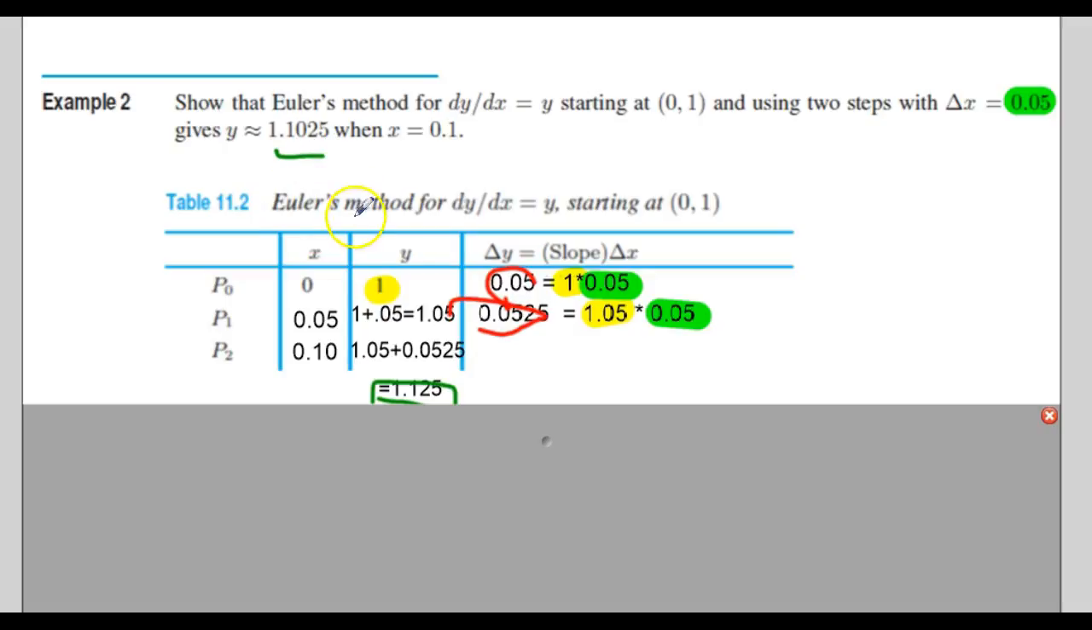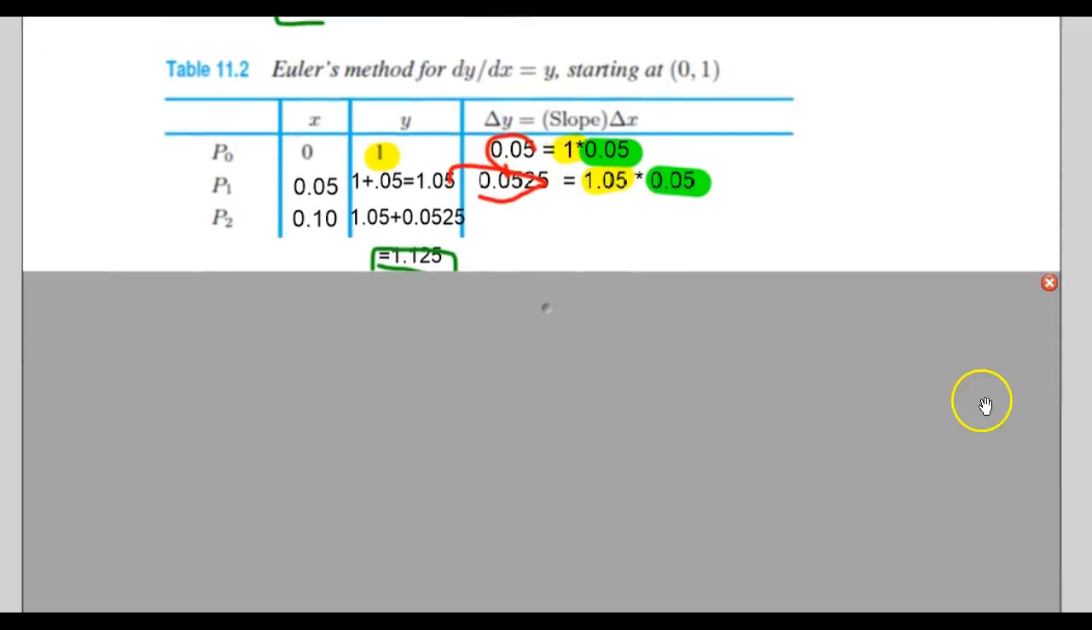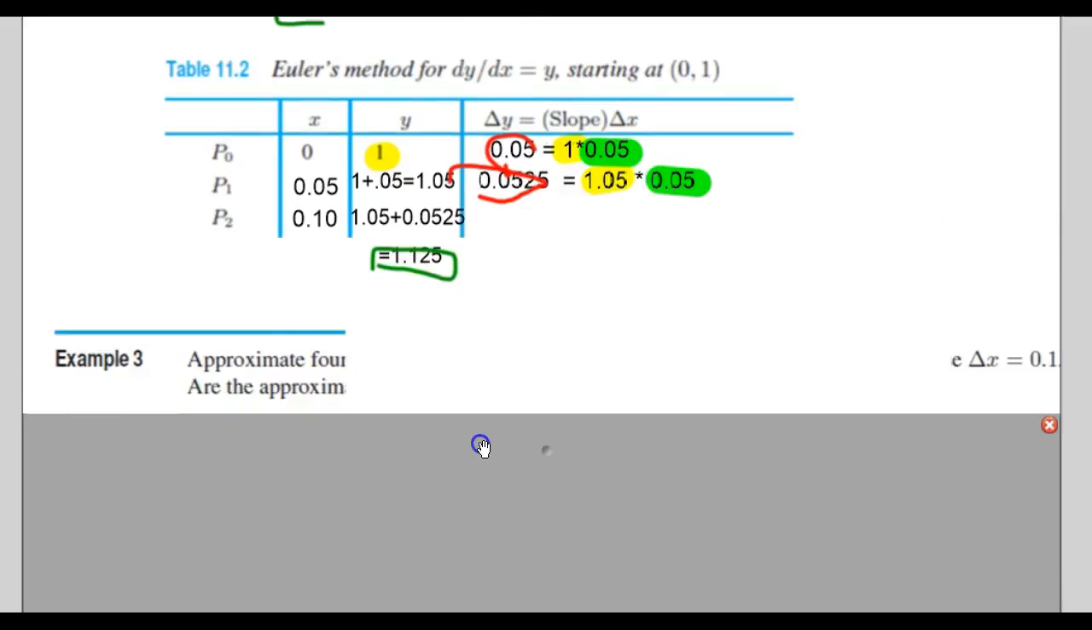So Euler's method, again, will give us a close enough value, but it doesn't necessarily give us an exact value, which reaches the second issue of Euler's method. It won't give us exact values, it just gives us approximations. All right, let's take a look at another example.